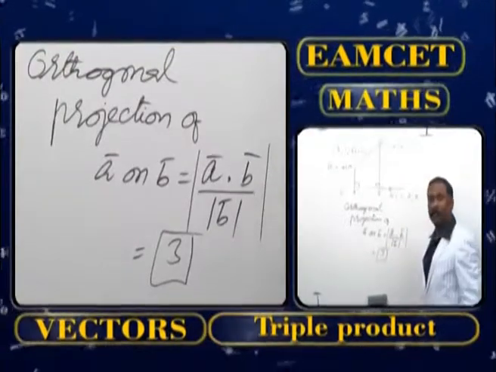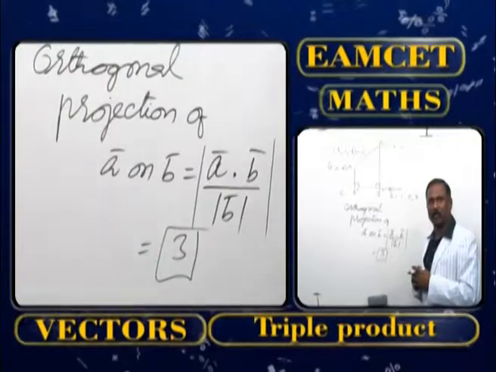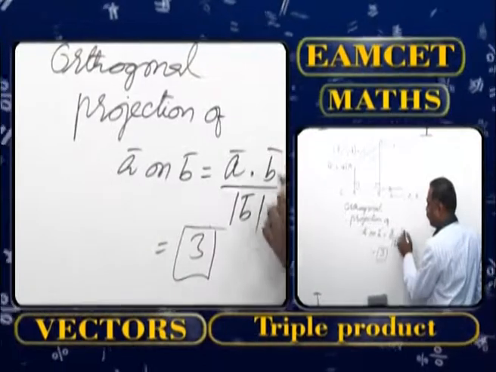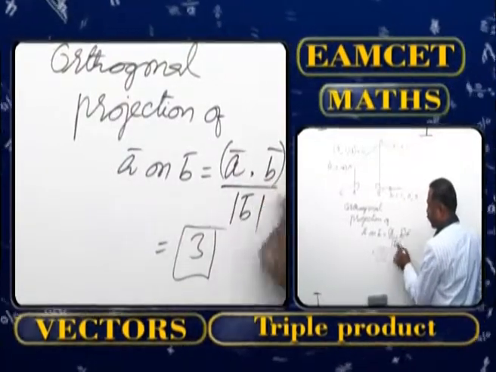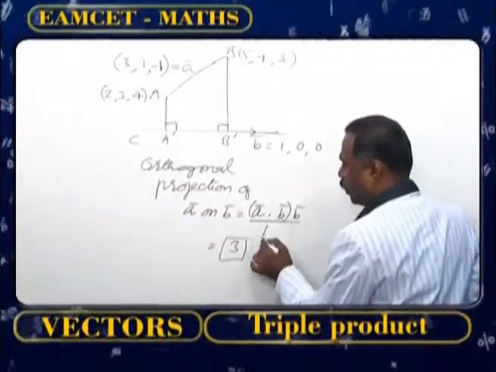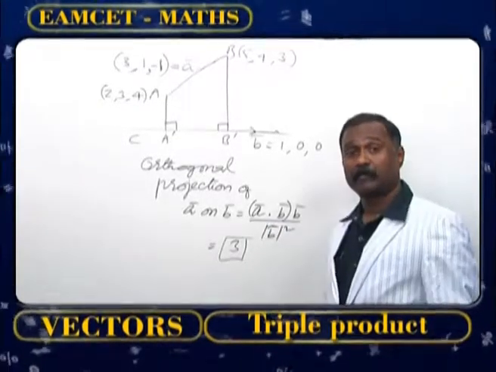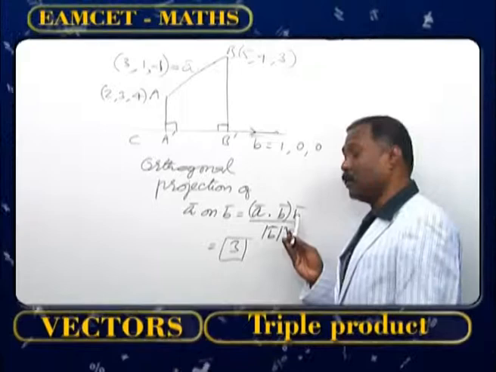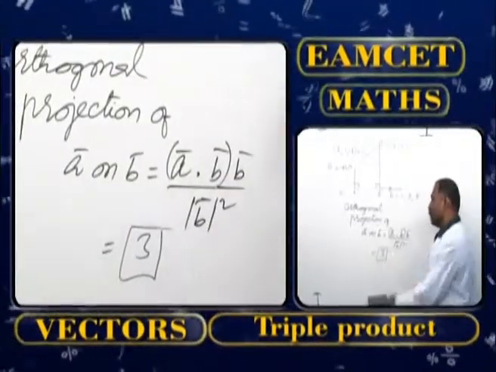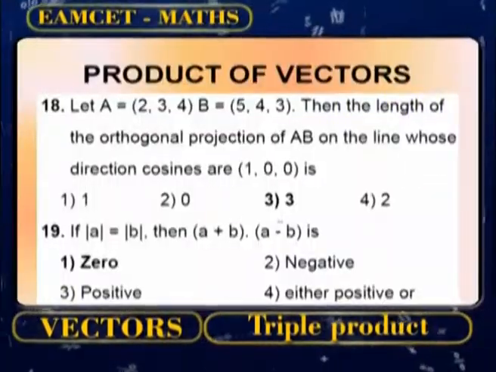Length. If you want the vectorial orthogonal projection, it should be a vector. Then it will be like this: A dot B into B bar upon mod B bar square. Remember this. This is a formula. If it is to be in the vectorial form, A dot B into B bar upon mod B bar square. And the result we have already seen for that problem. Okay. Now let's see the next one.